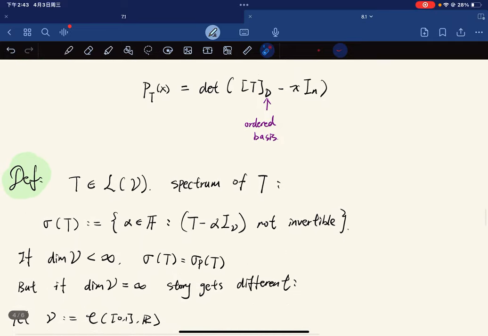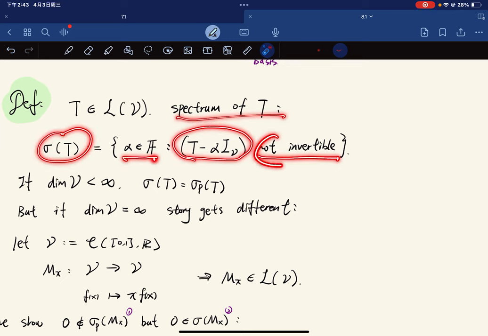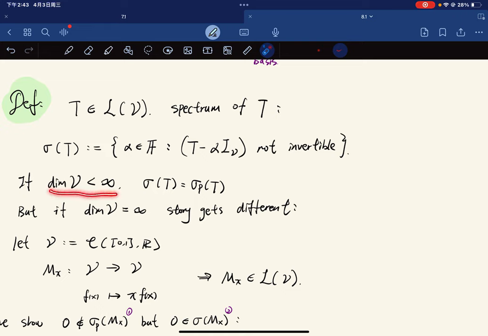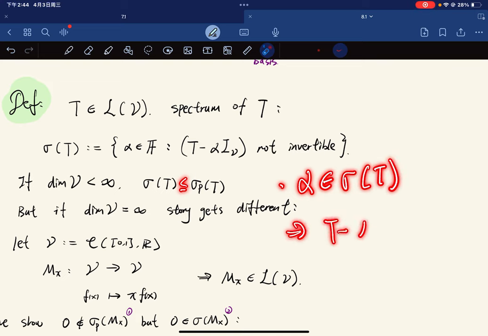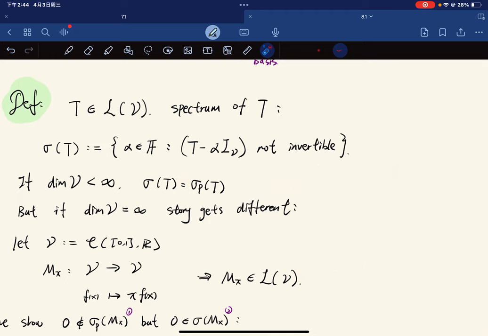Okay. So now we give a new definition. What is the spectrum of T? The spectrum of T is all the field elements such that this map is not invertible. Well, if the space is finite dimensional, then they're equal to each other. Why? Let's look at this direction. If alpha is in the spectrum, which means that T minus alpha IV is not invertible, which means that it's not injective, which means that the kernel is not equal to zero, which means that alpha is an eigenvalue, right?